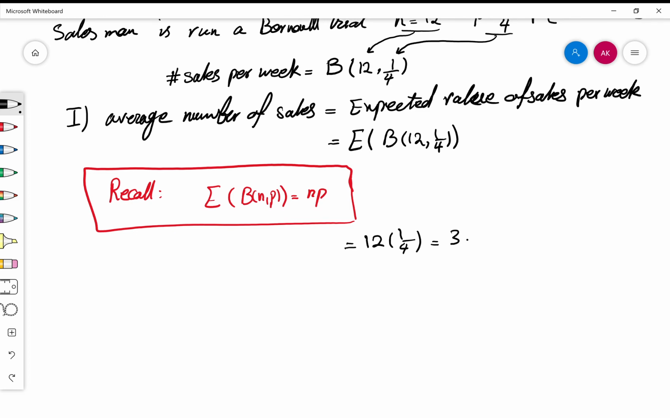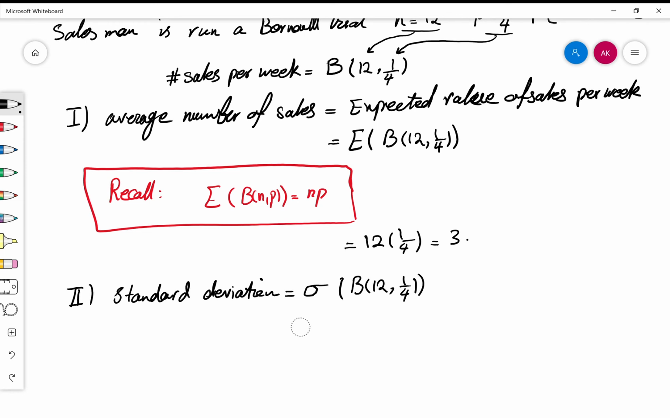So on average, this sales representative will sell 3 products per week. How about the standard deviation? The notation we have is sigma of the same random variable, because the salesman is repeating this Bernoulli trial, and we are interested in counting the number of successes, or the number of sales.